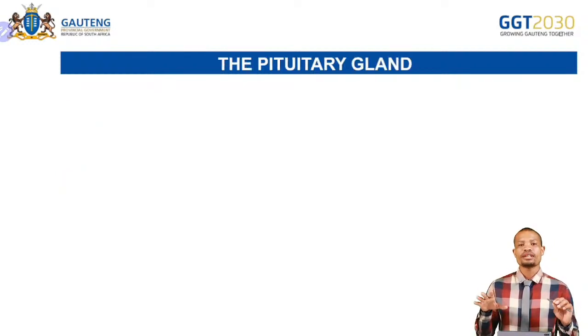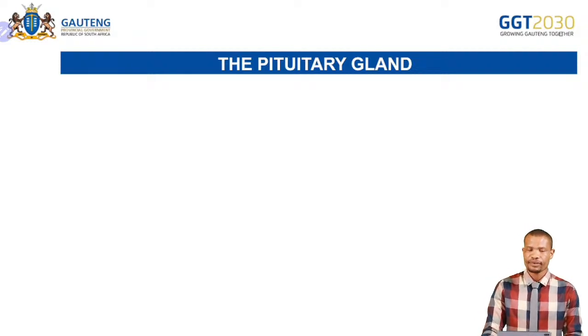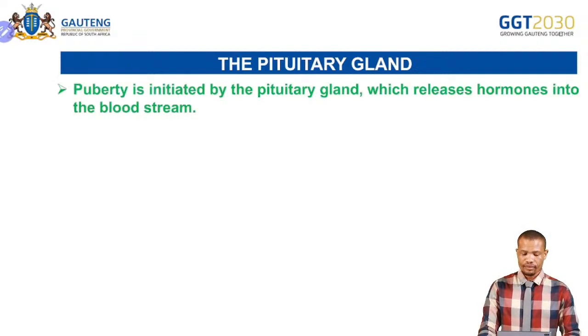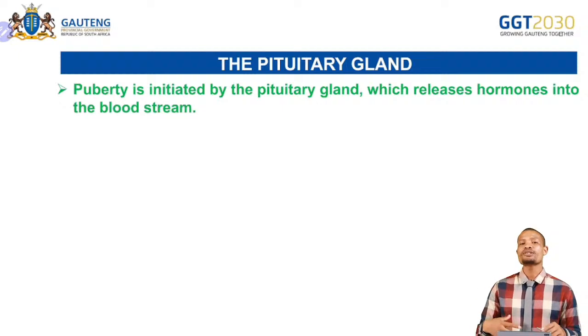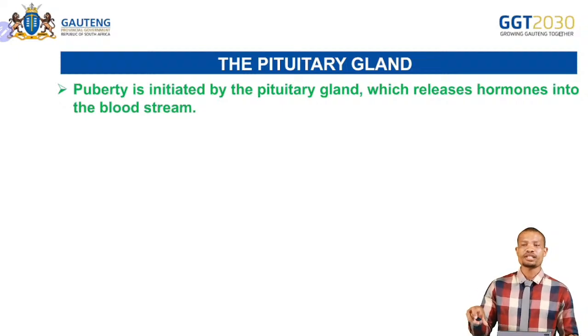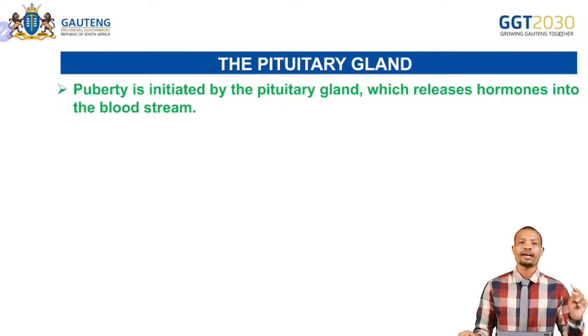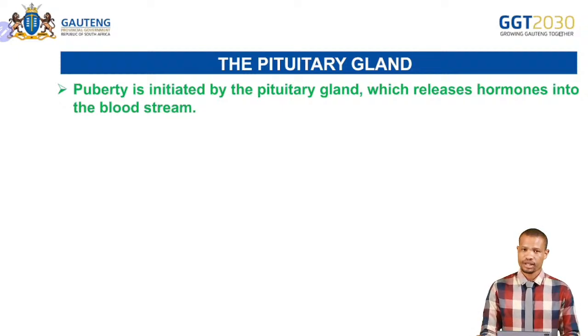Now, let's talk about the pituitary gland. What is the pituitary gland? The pituitary gland is this small pea-shaped gland that's located under your brain. So it initiates puberty, okay? It releases hormones into your bloodstream, and these hormones will trigger your sex organs, which in this case will be your testes and your ovaries. In boys, it triggers the testes to produce what? Testosterone. And in girls, it triggers the ovaries to produce estrogen.